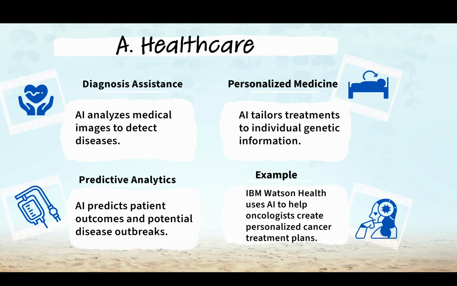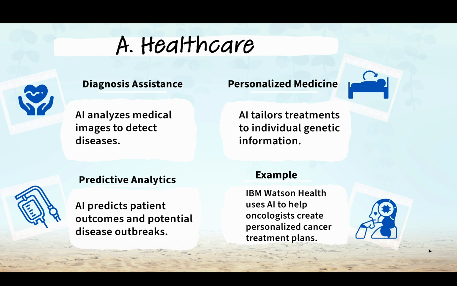Personalized medicine. AI helps tailor treatments based on individual patient information, including genetic data. This allows for more precise and effective treatment, offering a more personalized approach to healthcare and improving patient outcomes. Example, IBM Watson Health uses AI to assist oncologists in creating personalized cancer treatment plans. By analyzing vast amounts of medical literature and patient data, Watson helped doctors identify the best possible treatments tailored to each patient's genetic profile and medical history.